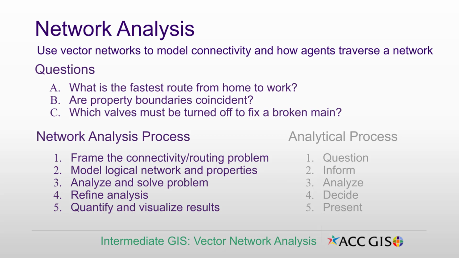In closing our discussion of network analysis, we can use vector networks to model connectivity and how agents traverse a network, and to answer questions like, what is the fastest route from home to work? Are property boundaries coincident? And which valves must be turned off to fix a broken main?